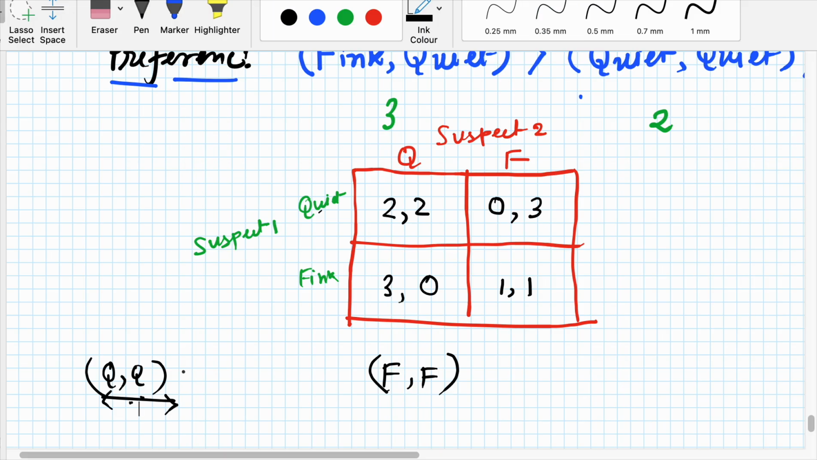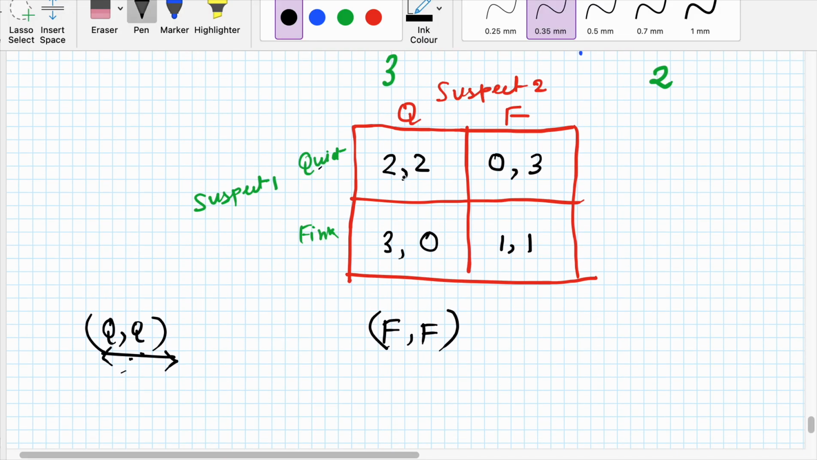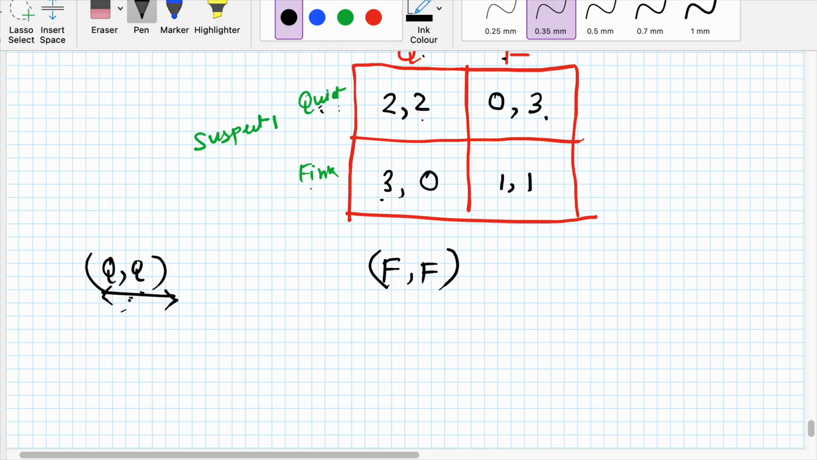So everyone has an incentive, because if suspect 1 goes from quiet to fink he will get 3, so he has an incentive, and for suspect 2 also, if he chooses fink when suspect 1 remains quiet, then he will get a payoff of 3. So in this quiet situation, this is an optimal payoff, however here everyone has a tendency of free riding.